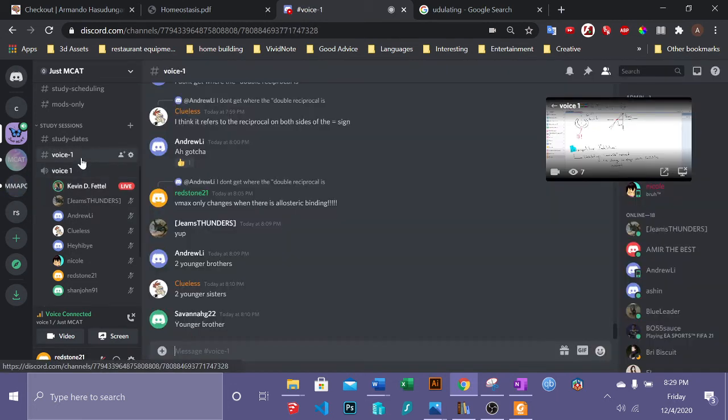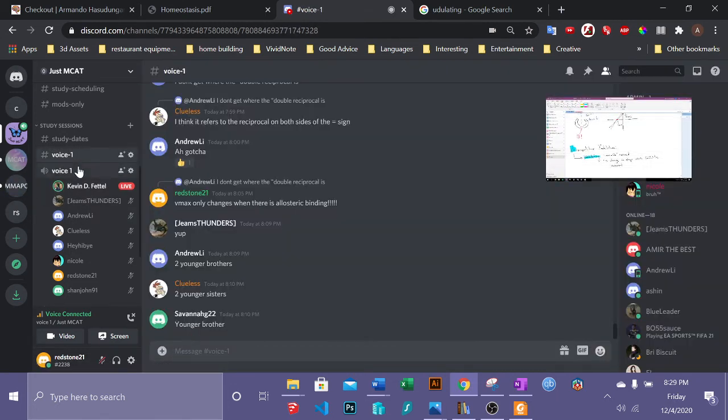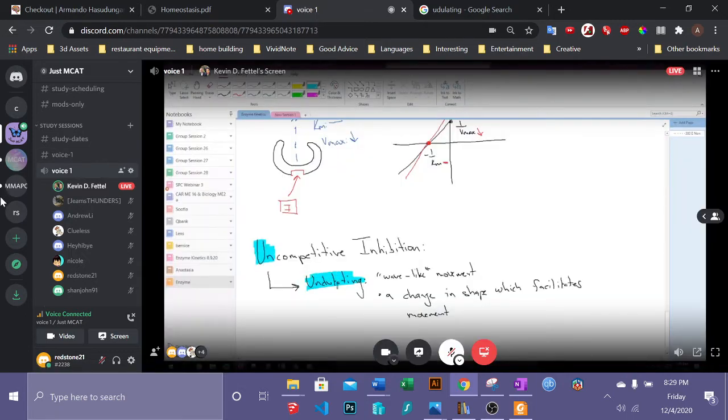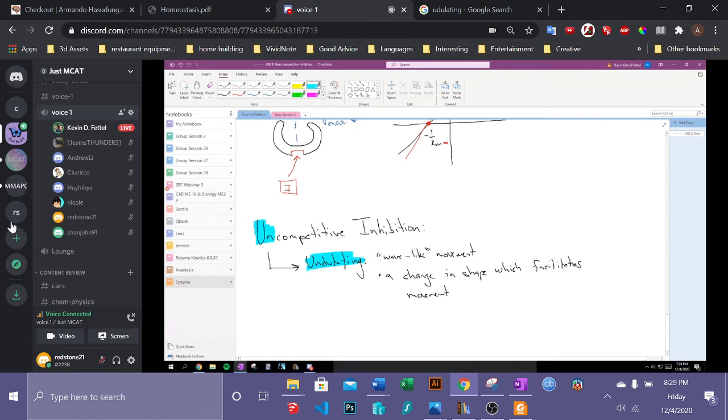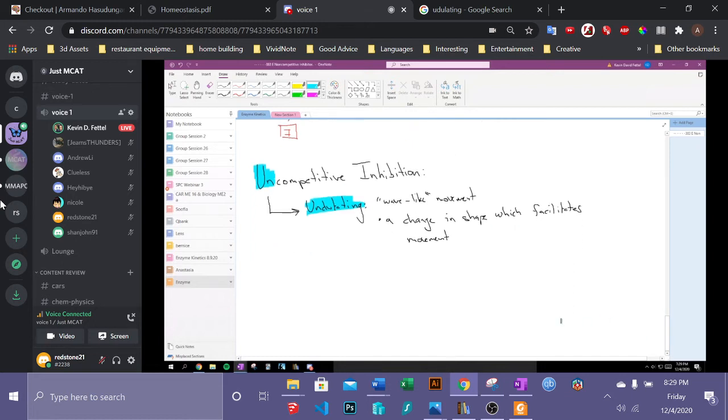I want you guys to try to think of this as undulating, maybe expand our vocabulary just a little bit, okay? And if we know that this "un" refers to this wave-like movement or this change in shape which facilitates movement, then we have a big clue on what's going to happen. And so let's draw this out and see if we can figure this out.